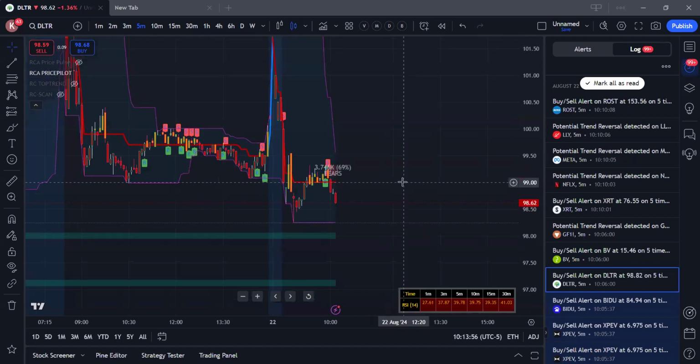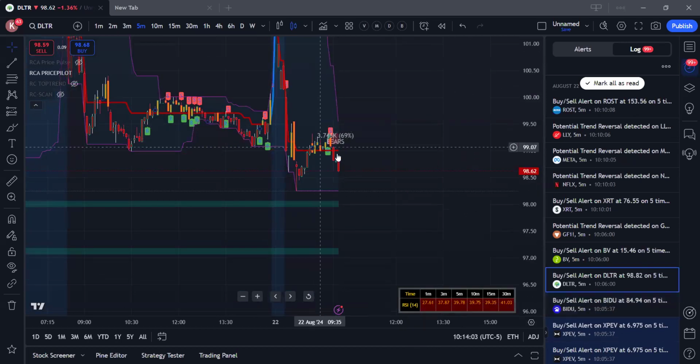For example, Dollar Tree, right? Everything is red here, right? That means a lot of sellers are in control. And you can see there are bears here, right? Bears are trying to push the price down. There is an S, which is for sell signal.